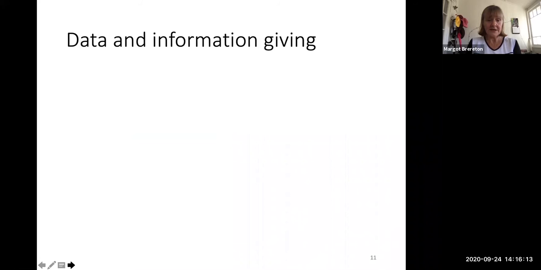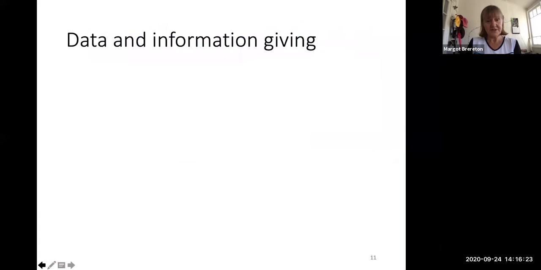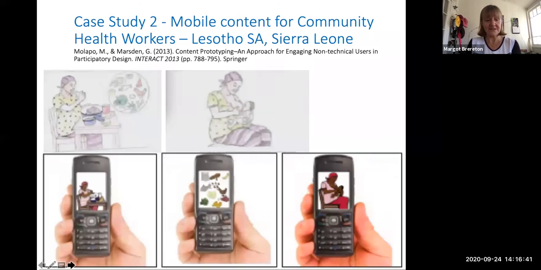So I want to offer a contrasting idea here: possibly rather than gathering data, we could give information. It doesn't sound that plausible if, from the outset, you're looking at what was going on in Andhra Pradesh. It really seemed a very reasonable plan to go and gather data.